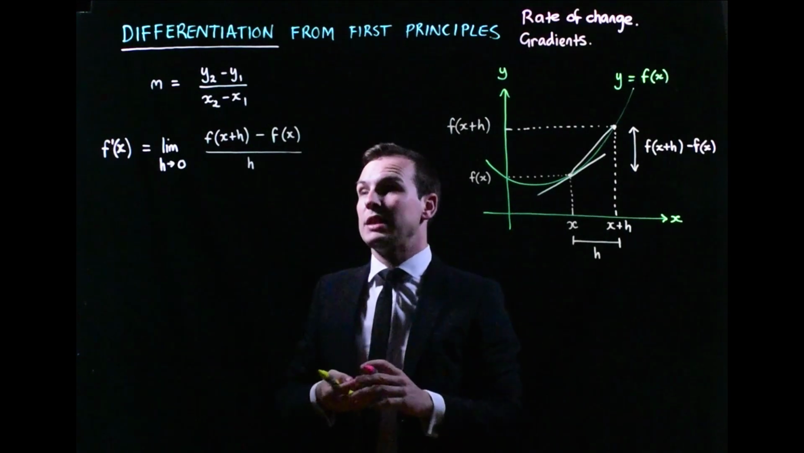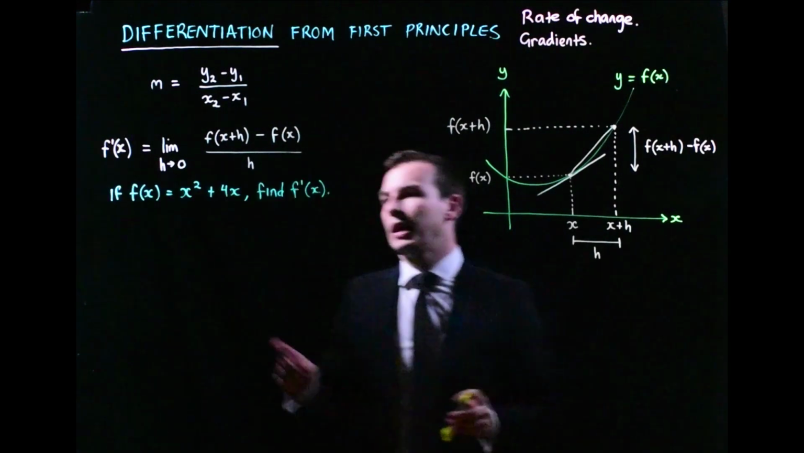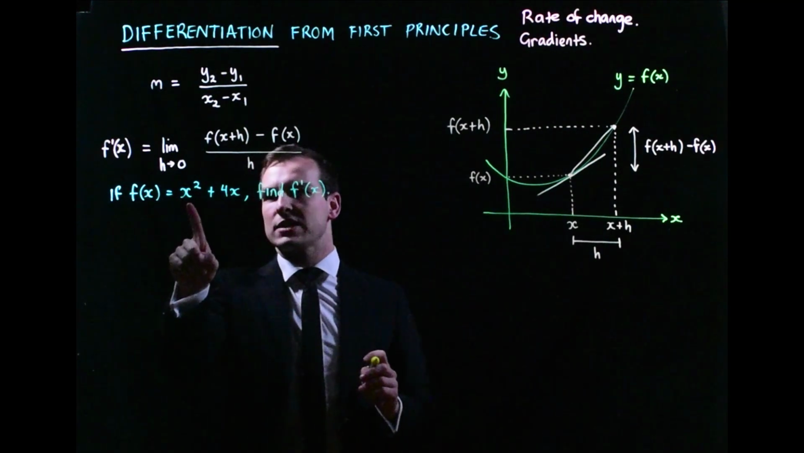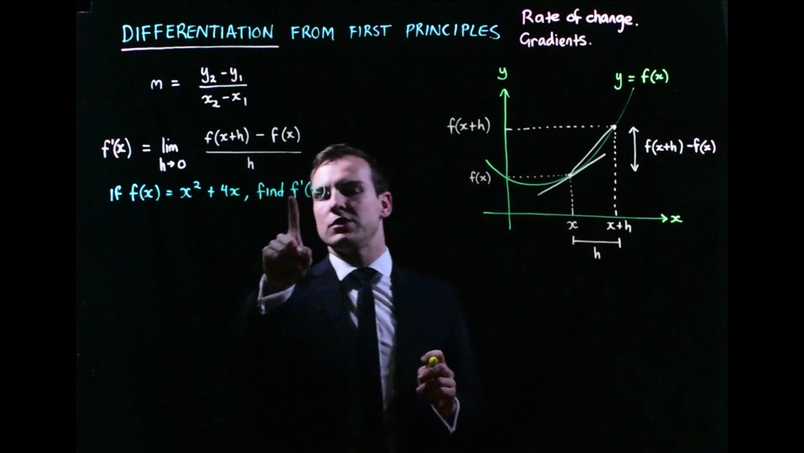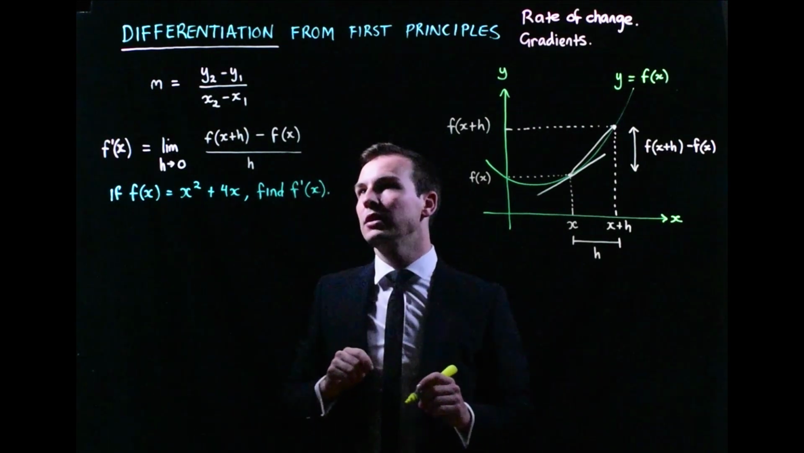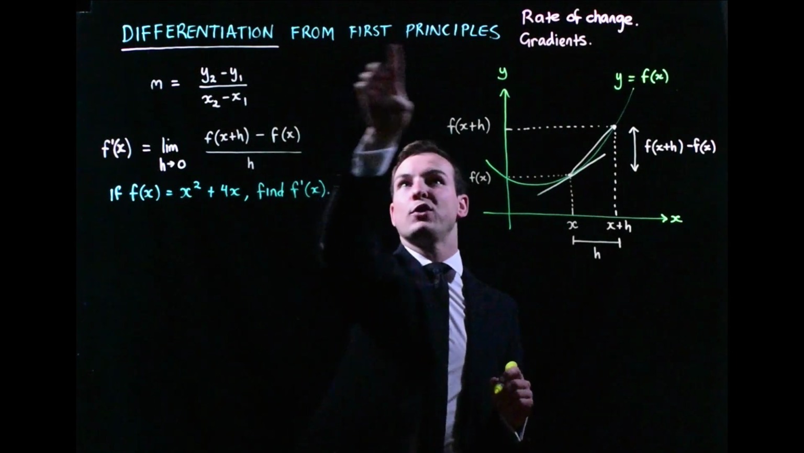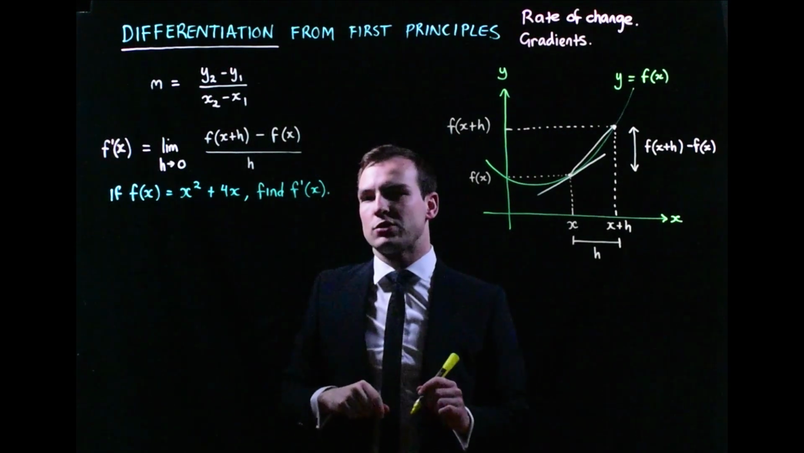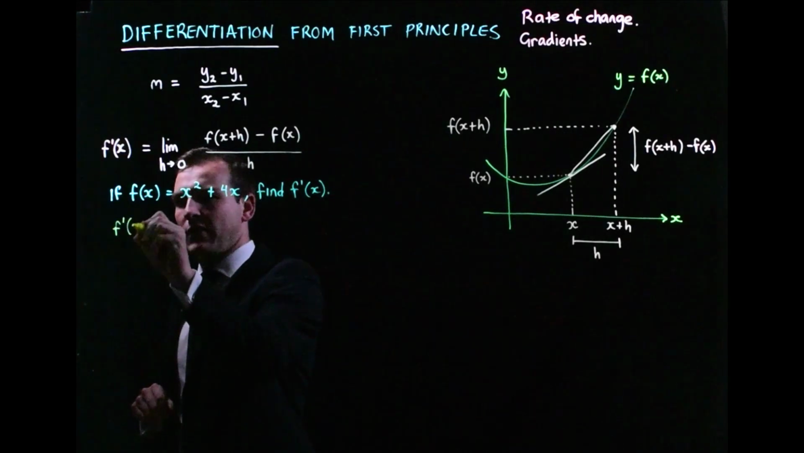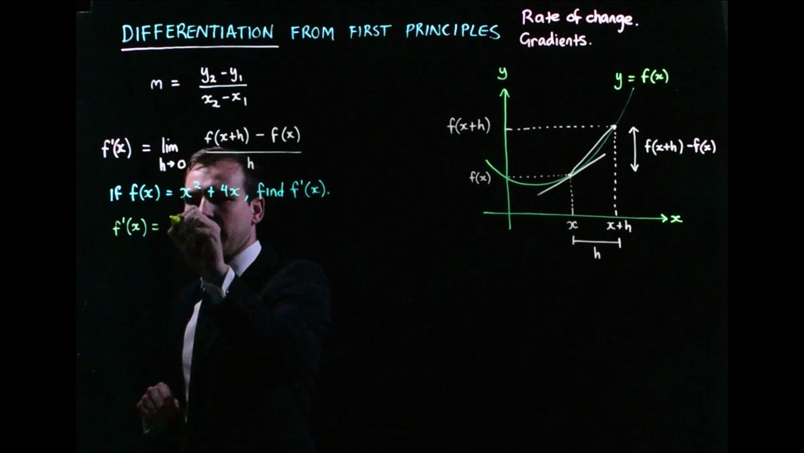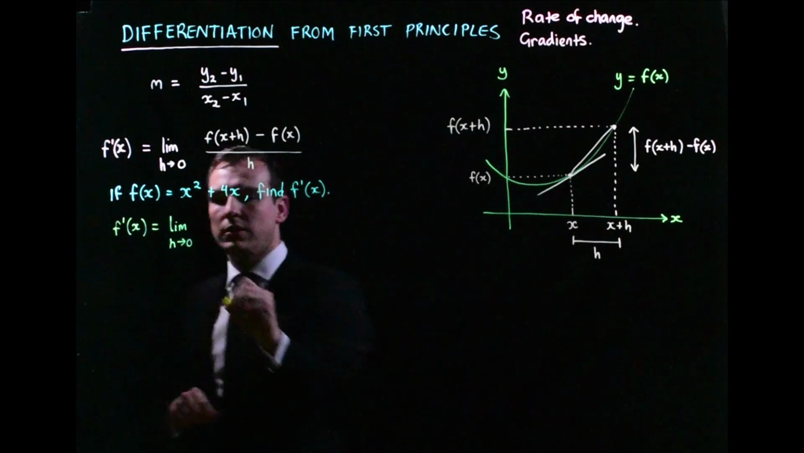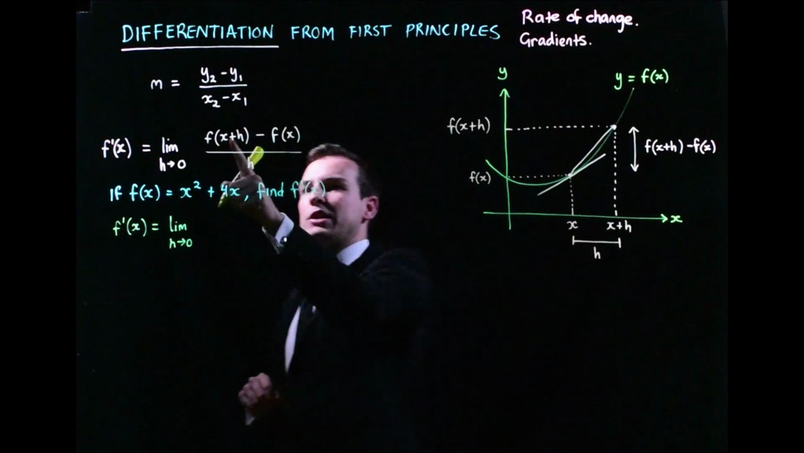So let's do a particular example now. Our example is going to be that if f of x is the function x squared plus 4x, find the derivative f dashed of x. And we're going to use this formula here, which is the definition by first principles, to calculate that derivative. So we're going to start out by saying that f dashed of x must equal the limit as h approaches 0 for f of x plus h first.